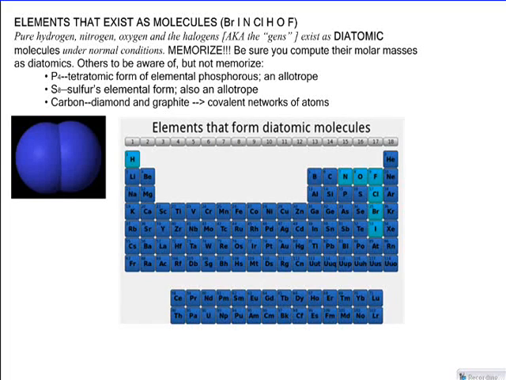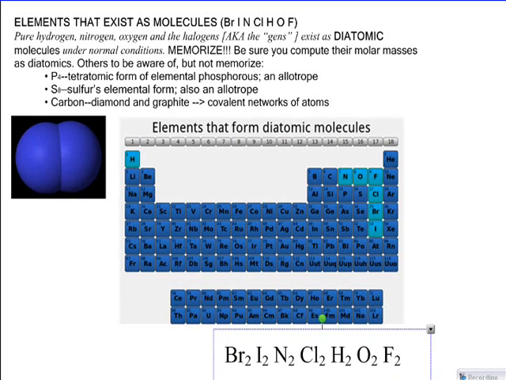So, you should never write just Br. It should always look like this. Br2. Or it should be Br with something else with it. Maybe an oxygen if it's bromate. Same with iodine. Iodine is never just I. It's either I2 or I with something after it.